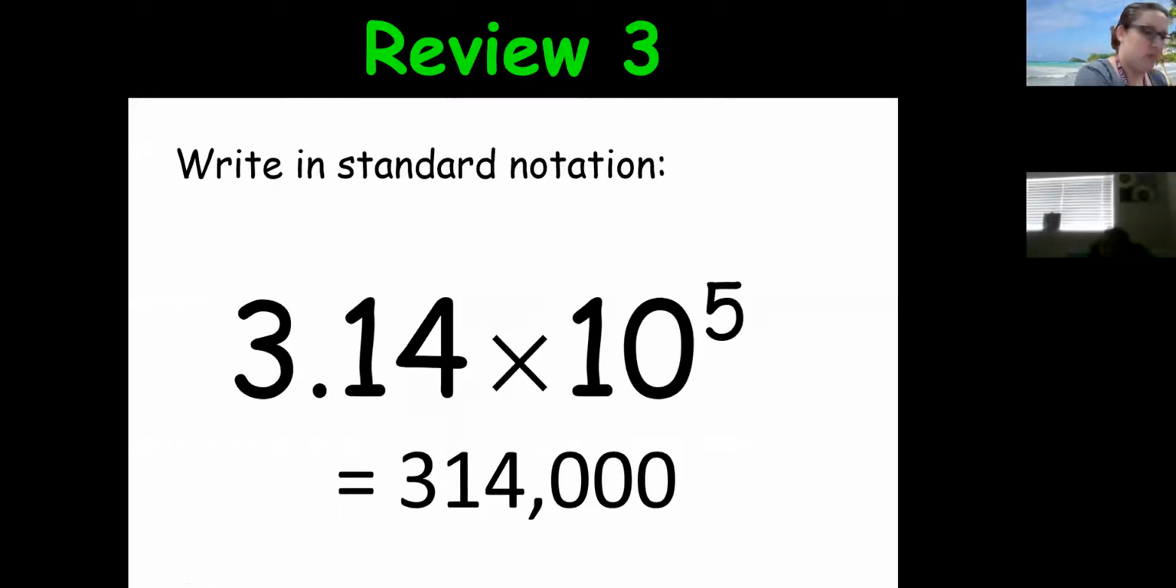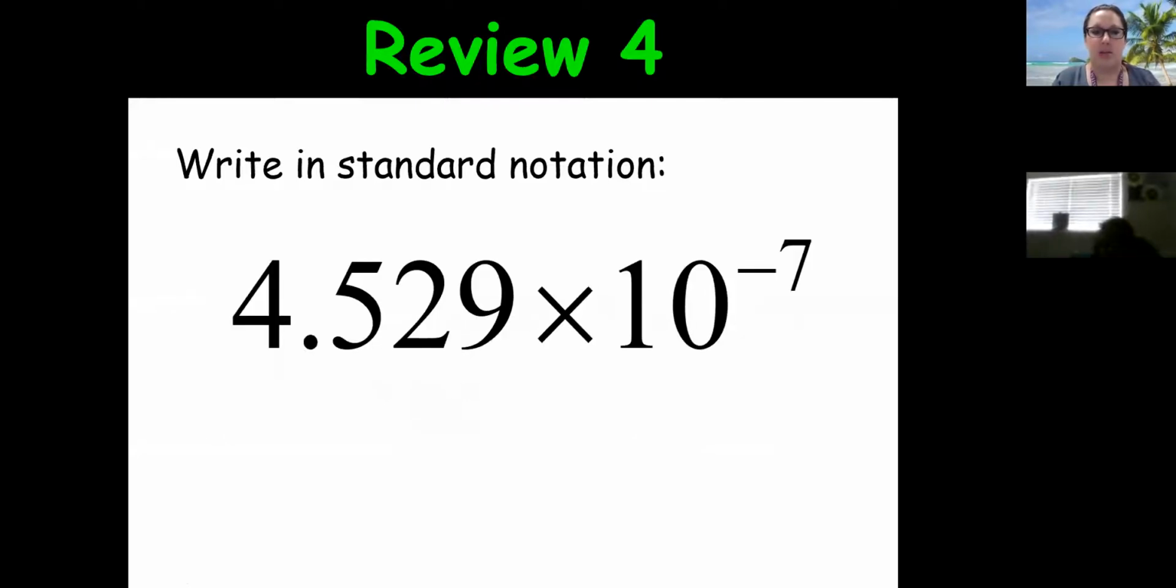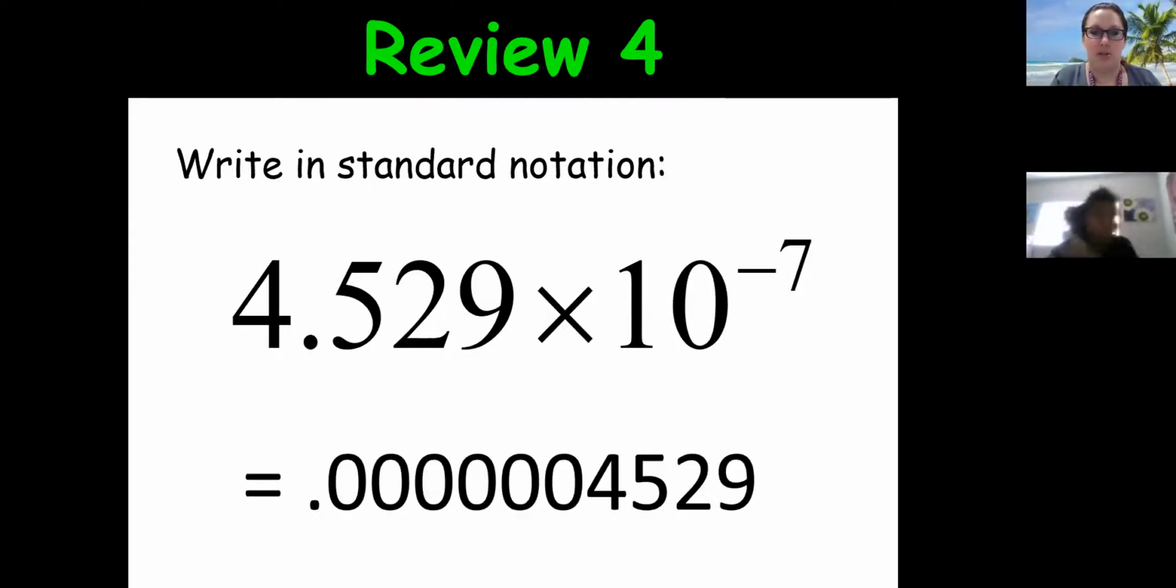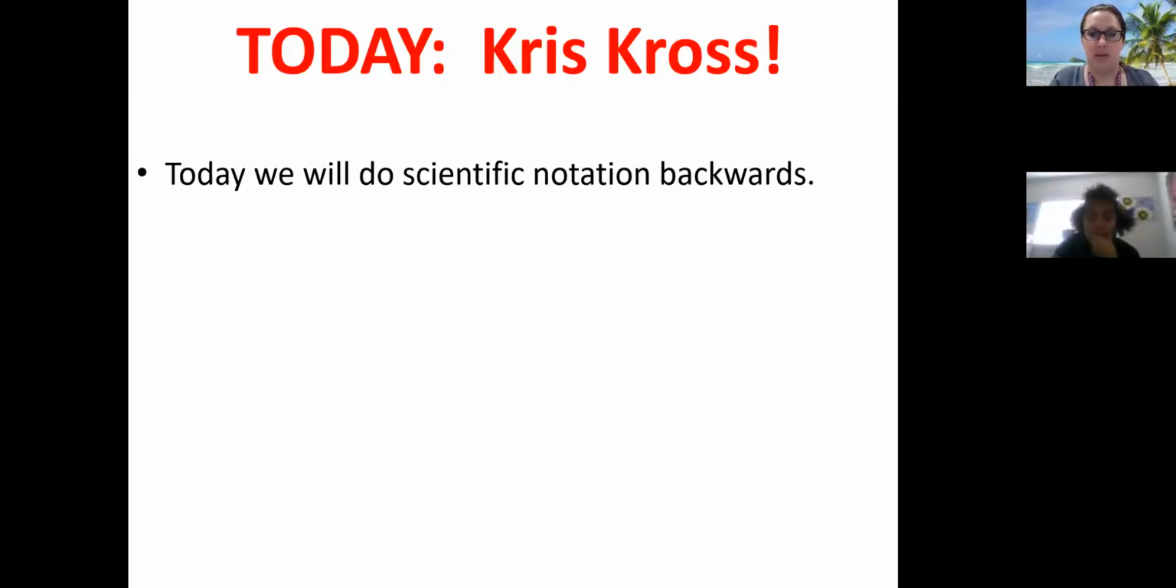Now, if you watched the video, then we talked about negative exponents. With negative exponents, we're going to move the decimal to the left. So the answer to this one would be 0.00000004529. Move the decimal to the left. Negative exponents make small numbers, like numbers less than 1. So today we are going to do scientific notation backwards.